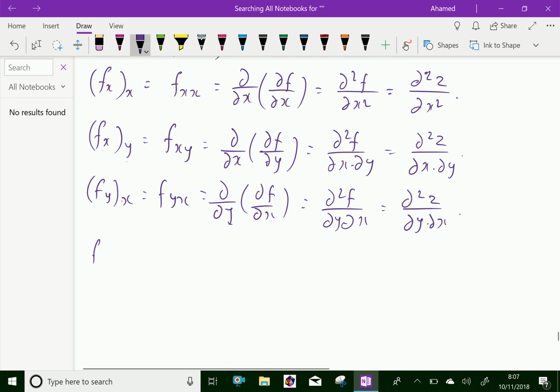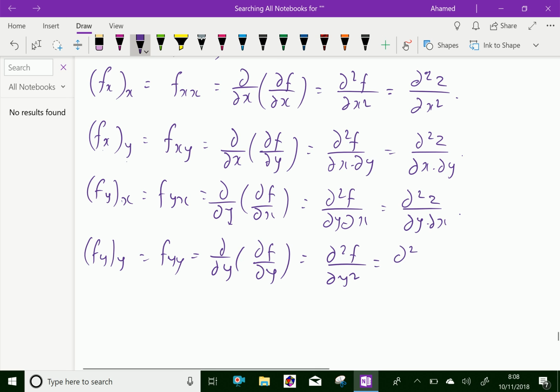And similarly you can write f of y with y itself as f of yy. This is further in turn you can write as dou by dou y of dou f by dou y, which in turn you can write as dou square f over dou y square, which is further equal to dou square z over dou y square.